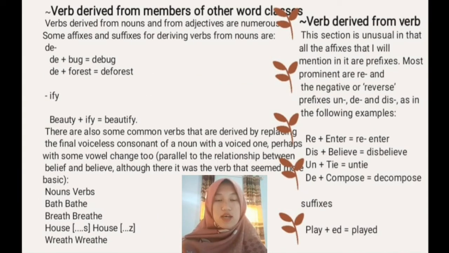Alright, the last material, verb derived from members of other word classes. Verbs derived from nouns and from adjectives are numerous. Some prefixes and suffixes for deriving verbs from nouns are de- and -ify. For example, de plus bug becomes debug. De plus forest becomes deforest. Beauty plus ify becomes beautify.